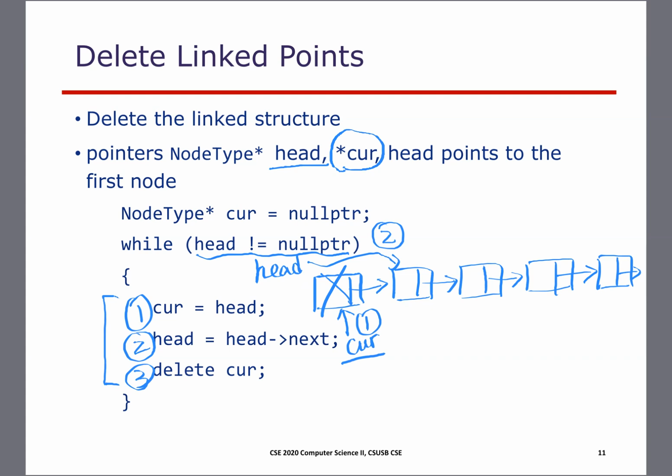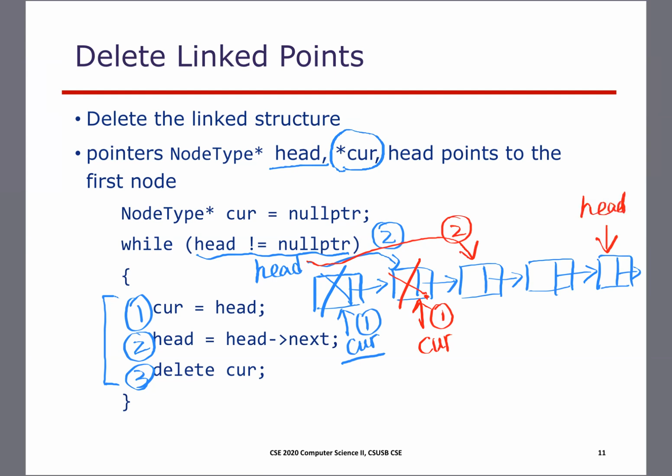Now we're not at the end of the linked structure. So we set current equal to head, and then head equal to head next. Head points to the third node, the next node. Step one, step two, and then we delete current, releasing the memory space allocated to the second node. So in the second iteration, we delete the second node. And then we repeat these steps until we reach the last node.